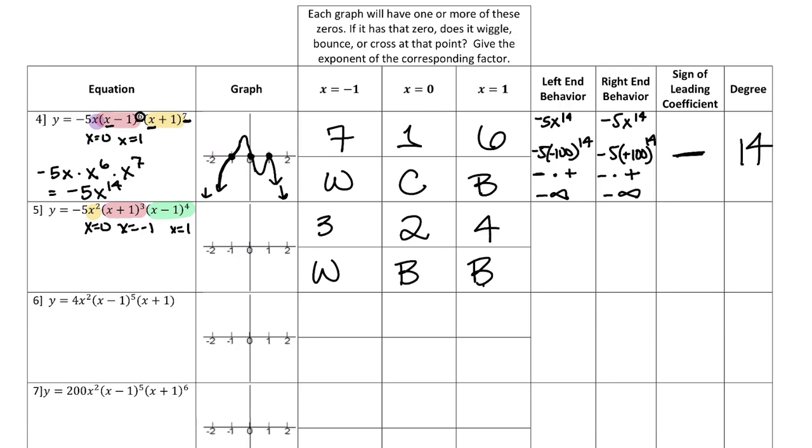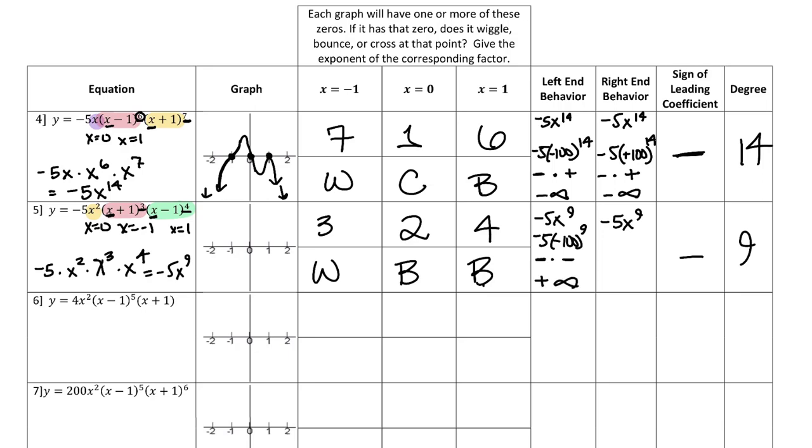Okay, and then let's get the leading term. We've got -5 times x squared times x cubed times x to the 4th. So that's going to be 2 plus 3 plus 4 gives me 9. And then the degree is 9. The sign of the leading coefficient is negative. And when we do our check for the end behavior, we've got -100 raised to the 9th power. That is a negative times a -5 gives me a positive, so it'll go to positive infinity.